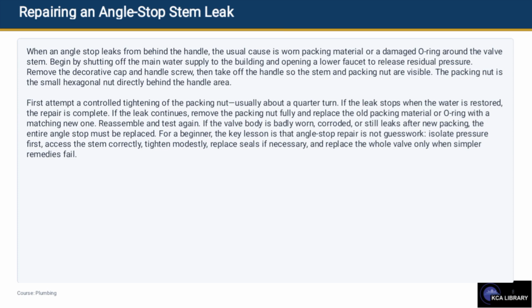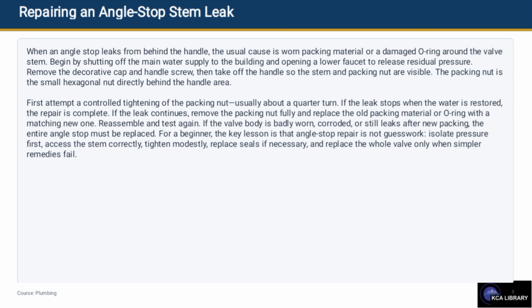Now let's look at repairing an angle stop stem leak. When an angle stop leaks from behind, the usual cause is worn packing material or a damaged O-ring around the valve stem. Shut off the main water supply to the building and open a lower faucet to release residual pressure, then remove the decorative cap and handle screw, and take off the handle so the stem and the packing nut are visible.